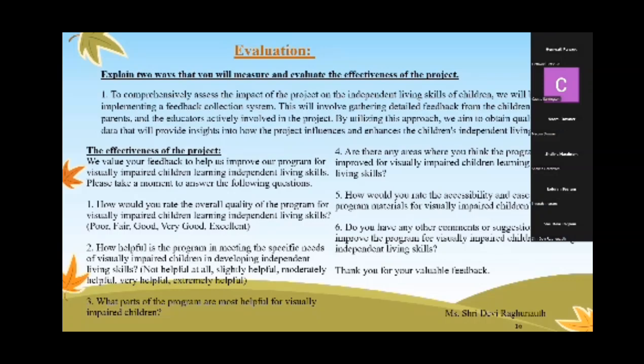This evaluation method is to show how the project is helping children learn to live independently by collecting feedback. We will ask the children questions along with their parents and educators. With the information, it will guide and help us understand how the project is affecting the children concerning independent living skills. So below here, we have the effectiveness of the project along with some questions. Next slide, please.